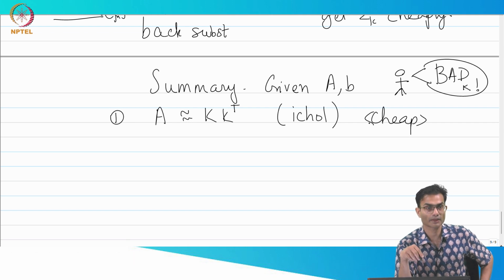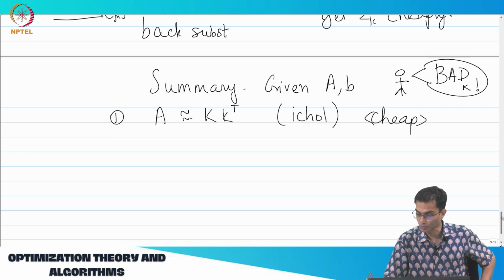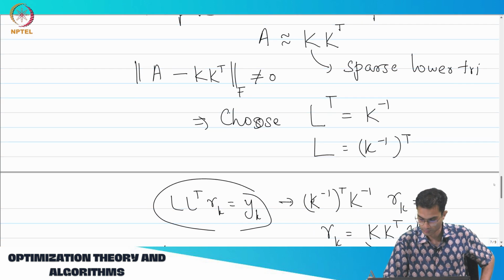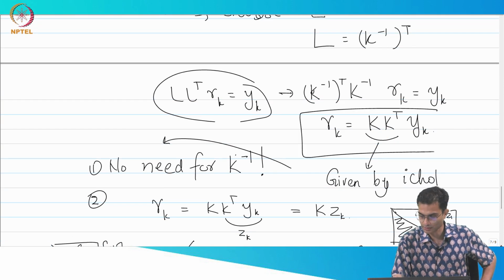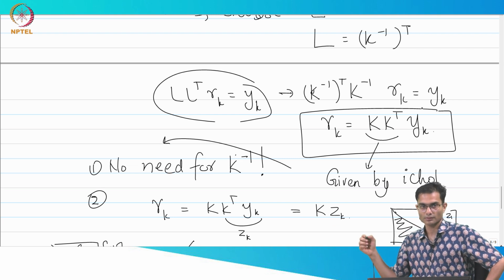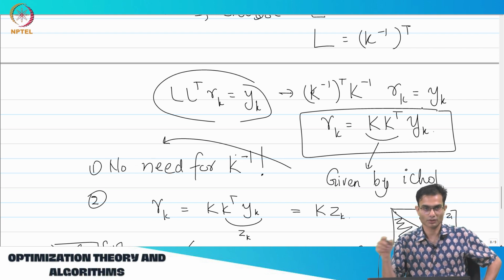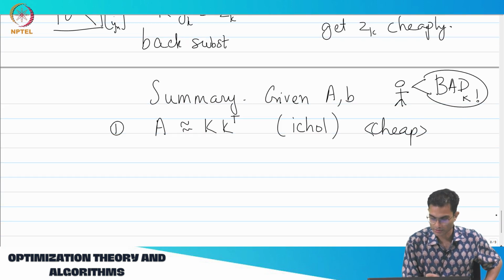But then why do we need this K K transpose? We are never inverting it. We're just calculating it. We did forward and back substitution, like Rk equal to L L transpose Yk. Here, this expression. That is the expression we are looking at, because L and K had an inverse relationship. Okay, so step 1 is this.